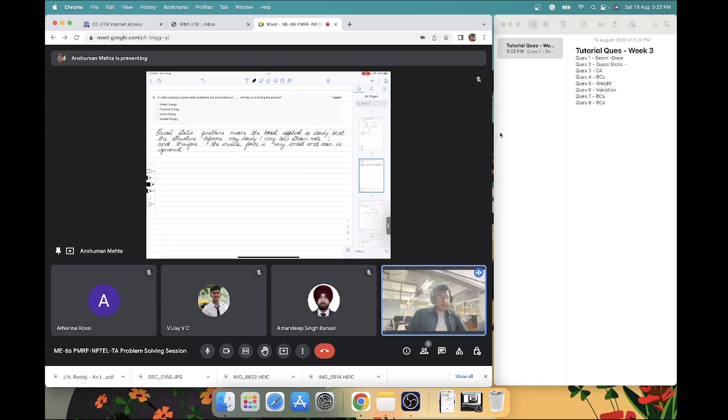Quasi-static problem means the load is applied so slowly that the structure deforms very slowly. So there is a deformation with respect to time, but it is very slow. What it results in is a very low strain rate. That is our key point. Because there is a very low strain rate, the inertia forces are very small and can be ignored. So that is the main reason by which we can ignore the inertia forces.